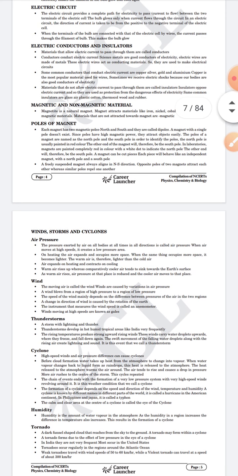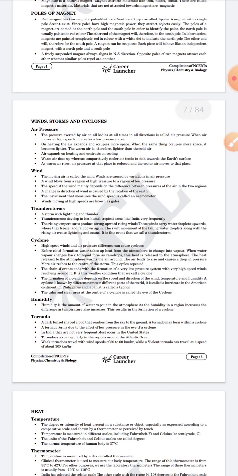Winds, storms, and cyclones. Air pressure. The pressure exerted by air on all bodies at all times in all directions is called air pressure. When air moves at high speed, it creates a low pressure area.